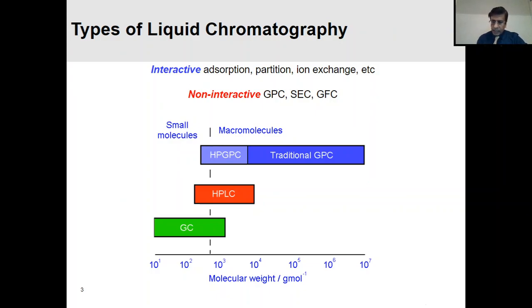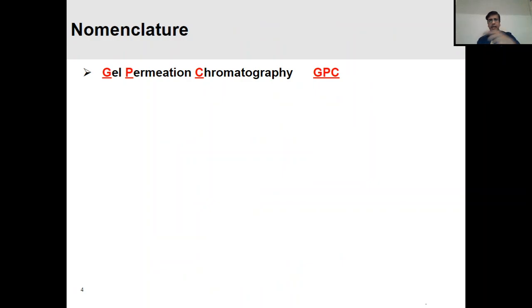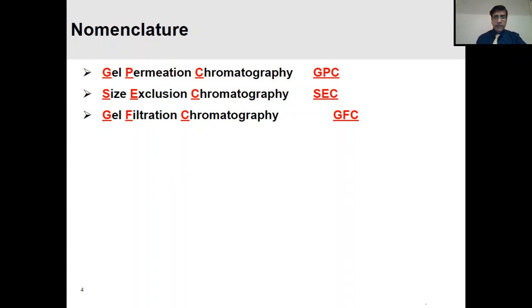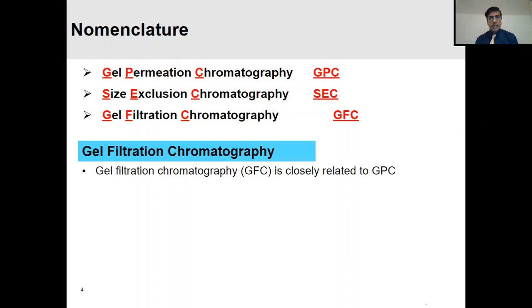Here are some nomenclatures we have to discuss before. Gel permeation chromatography is called GPC. GPC and size exclusion chromatography, SEC, are both the same. And another one is gel filtration chromatography. I will discuss gel filtration chromatography first, because for this you need only some basic information, and then the gel permeation chromatography or size exclusion chromatography in more detail.